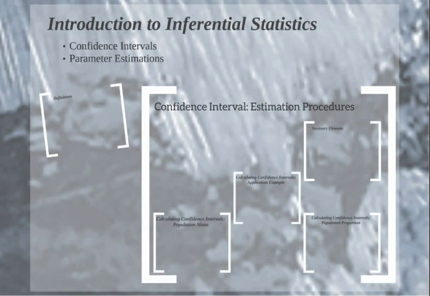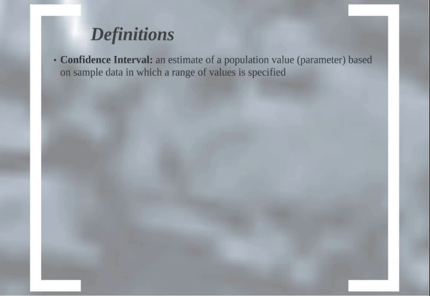So before we get into this, we need a few quick definitions to understand. First, what is a confidence interval? It's an estimation of the population value, also called a parameter, based on sample data, in which a range of values is specified, right? So with a top and a bottom number, between X and Y, for example.